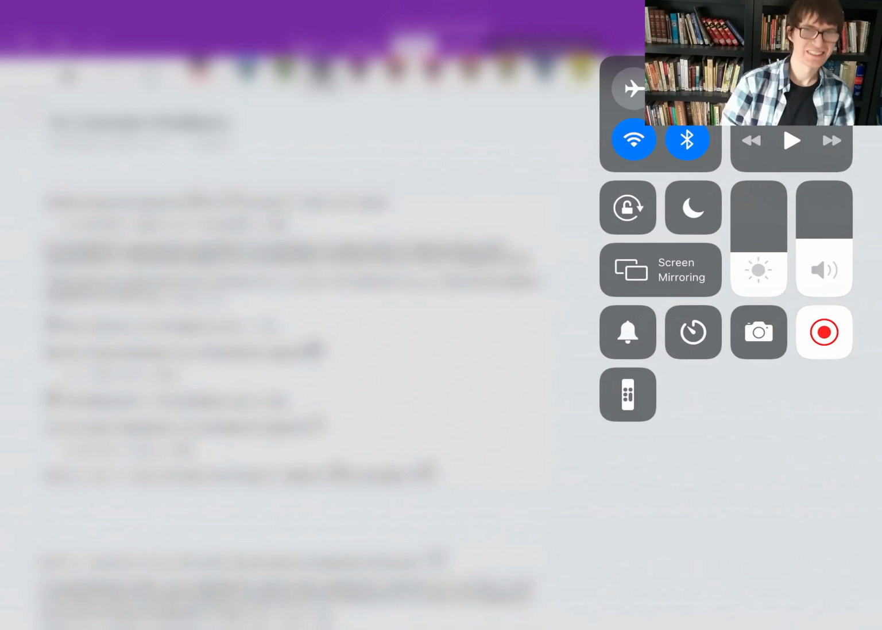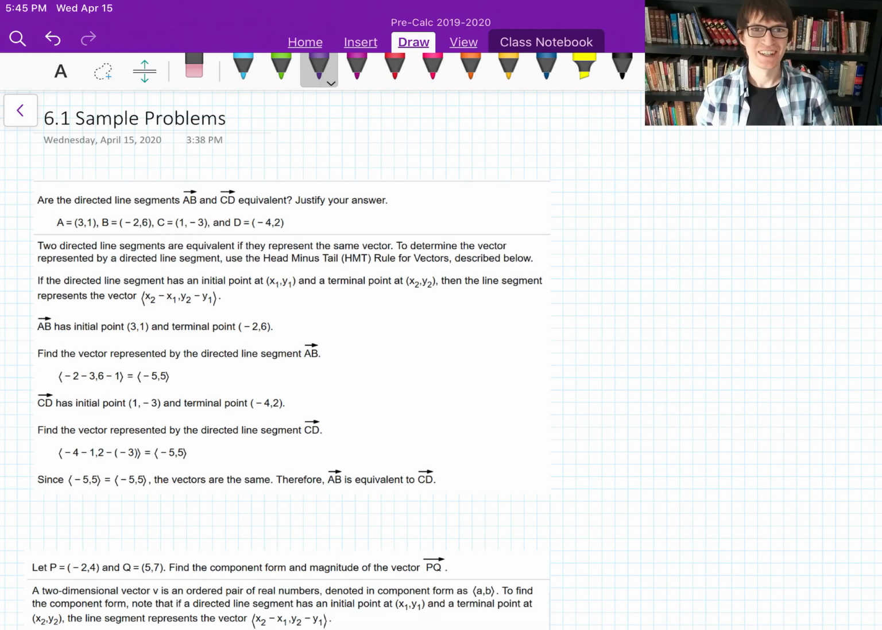Let's go ahead and see if we can try some sample problems on 6.1 and see if we can make any headway. So the first problem we run into will ask if two line segments are equivalent. Specifically, they'll ask if AB, the segment composed of points A and B, and CD, the segment composed of points C and D, are equivalent. And to get an idea, let's quickly make a graph to see what this looks like.